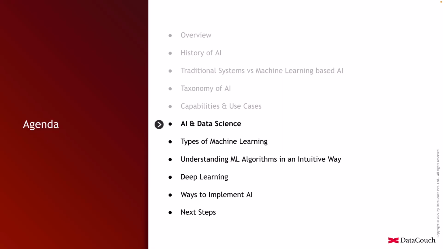You must be having a question, what is the difference between artificial intelligence and data science? So we are going to look into this aspect and we will see what all things are under artificial intelligence, how artificial intelligence is different from machine learning and data science, and where deep learning fits into overall. So let's move into the discussion.